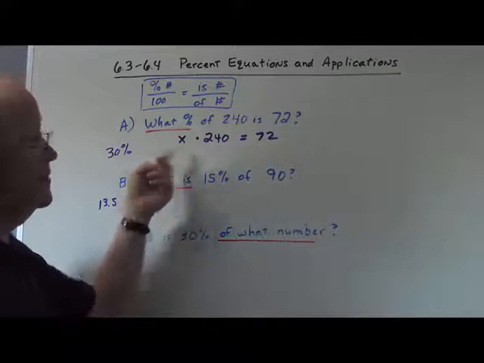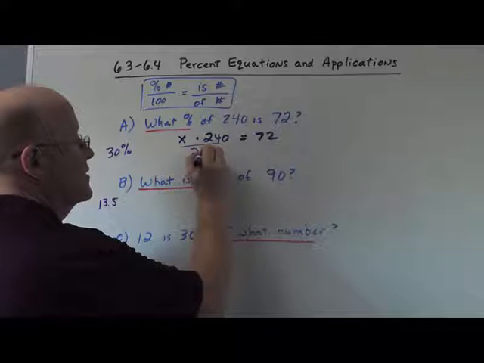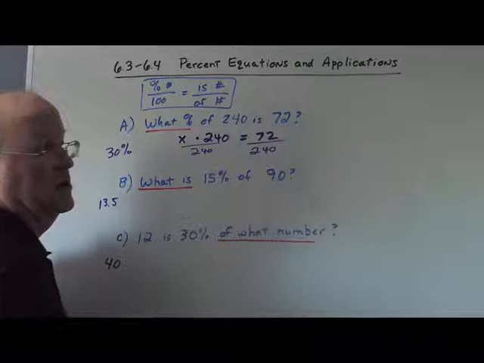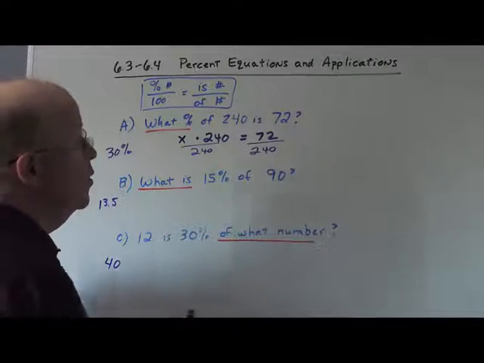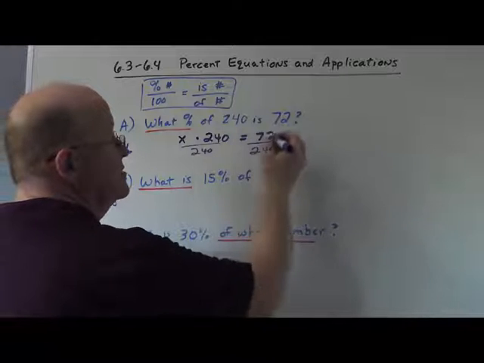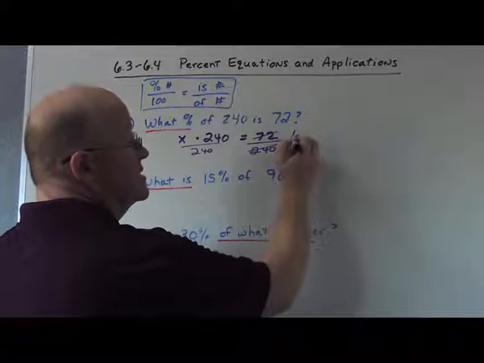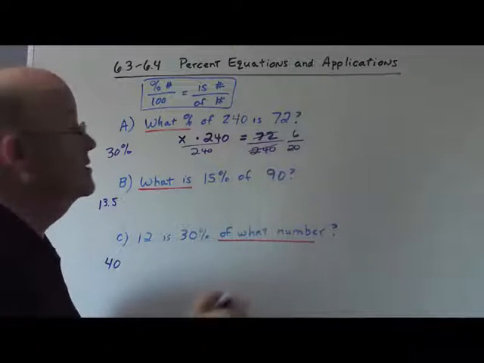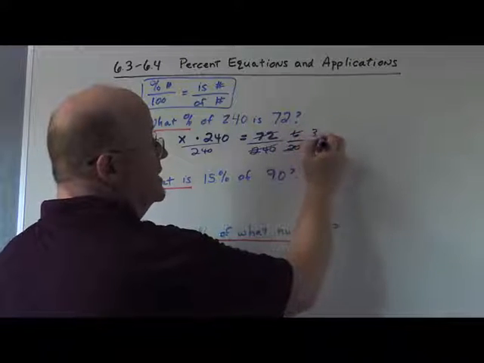If I want that something by itself, I'm going to have to divide by 240 on the left side of the equation and on the right-hand side of the equation. Then I could do my division to get my answer, or I could simplify, and I'm going to divide each of these perhaps by 12. If I divide by 12, I get 6 and 20. And if I divide further, divided by 2 over 2, I can get 3 over 10.